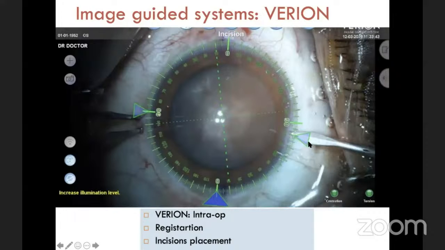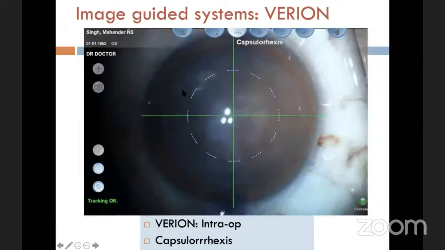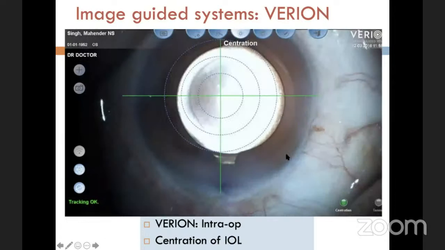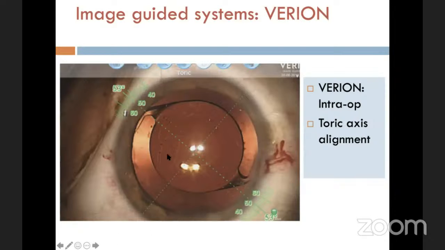So you can see where you have to make the main incision, the side port incision. It gives you where your lens intraoperatively would be aligned. And it also helps you to mark the capsulorhexis so that the size of the capsulorhexis can be titrated, especially for the premium intraocular lens, and also helps you in the centration of the lens. Then this is the IOL axis alignment, which can also be tested with this.